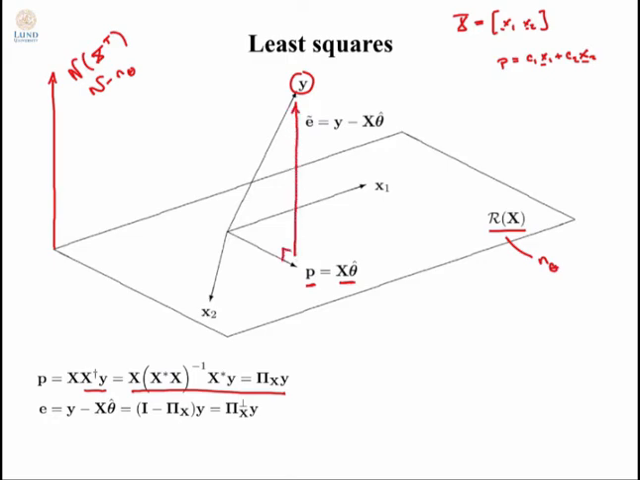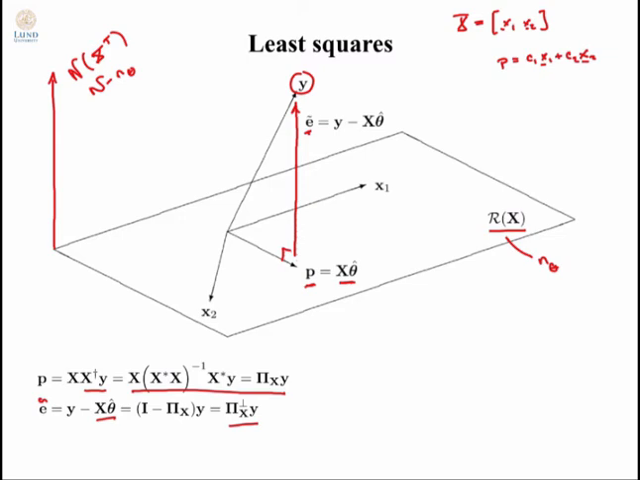That will be orthogonal to the range space of x, and as you can see this geometrically, since y consists of the components e tilde here and p. E tilde then must of course be orthogonal to p. So e tilde will be y minus x theta hat. So that is the projection onto the space orthogonal to x. That is the projection onto the left null space of x.